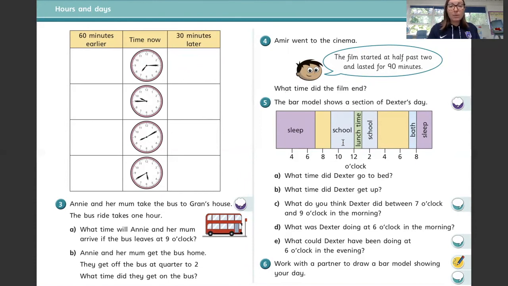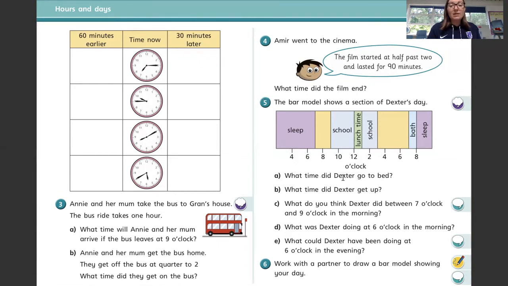Okay, question 5 is a bar model. Now we have looked at bar models before. It looks a bit like a graph, and you can see here that there are things blocked out, and it tells us the o'clock time for when these things were happening in Dexter's day. So you've got some blank ones. Don't worry, that will be explained.